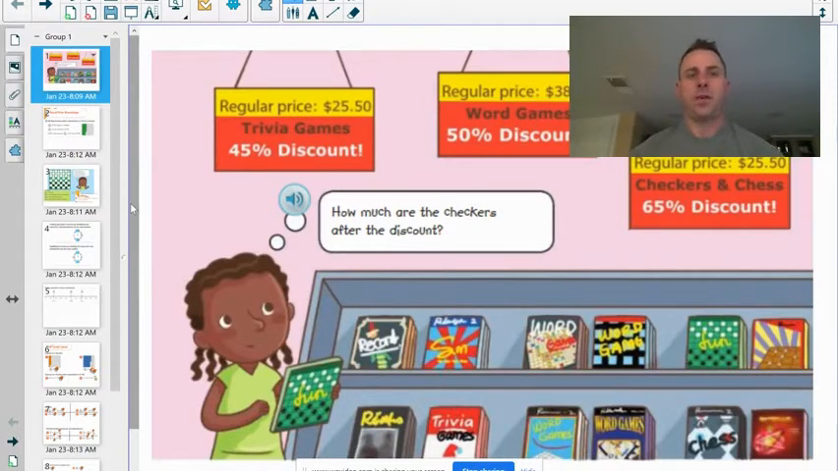But 45% off of $25.50, 50% off of $38, and 65% off of $25.50 for the different items. What's the best deal? So she wants to get the checkers game. So what is 65% off of $25.20 and how much would she pay? These are the types of math equations we'll look at here today with this chapter.